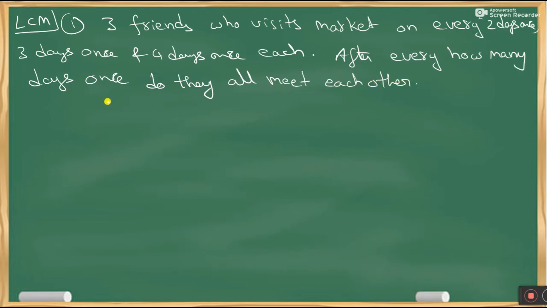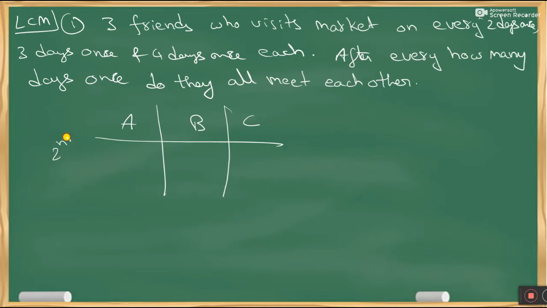So first understand the question, it's very easy. There are three friends. One person has a habit of going to the market once in 2 days. Another person goes once in 3 days, and the other goes once in 4 days. Now this is a repetitive cycle they'll be going through. The question is after how many days do they meet each other?